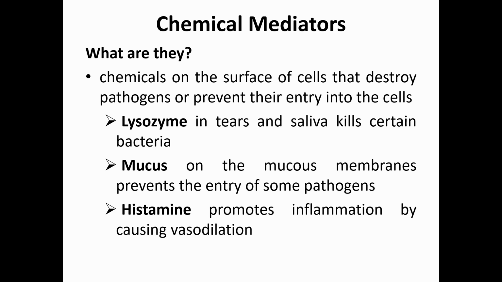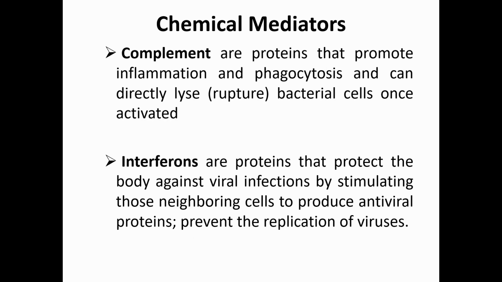And next, you have your histamine, which is an inflammatory cytokine that causes vasodilation. If there is vasodilation, there will be a presence of more white blood cells. Next, you have your complements. So, complements are proteins that promote inflammation and phagocytosis and can directly rupture bacterial cells once they are activated. Interferons, on the other hand, are proteins that protect the body against viral infections by stimulating the neighboring cells to produce antiviral proteins, thus preventing the replication of the virus.